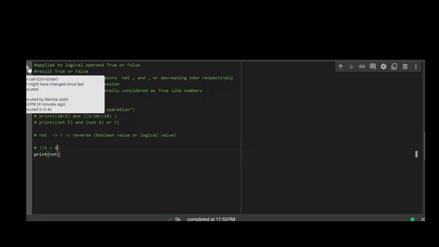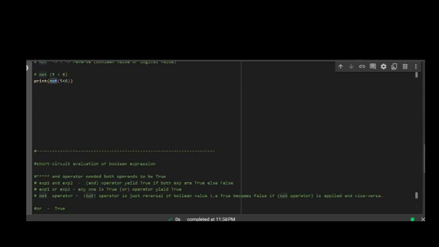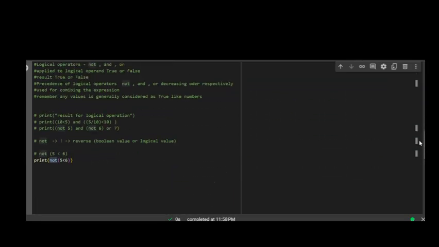I cannot say not, sorry, I just forgot we are using Python. So we are saying not and we are saying 5 less than 6, and I'm printing this. According to what I've told, 5 less than 6 is true, so it should make it false, right? Let me run it and see. False, right? That's fine. So this is the easy one, but now we'll learn more about the OR operator.